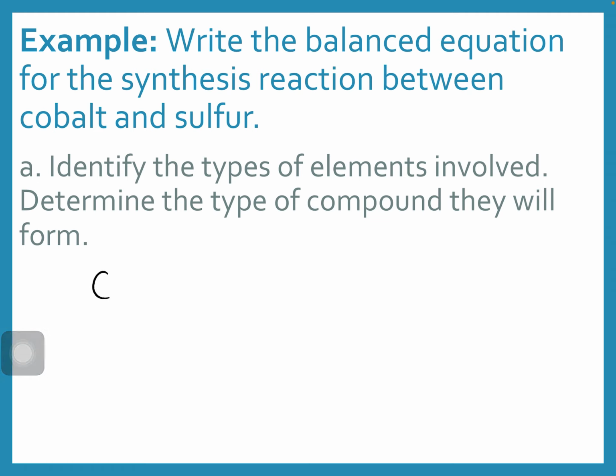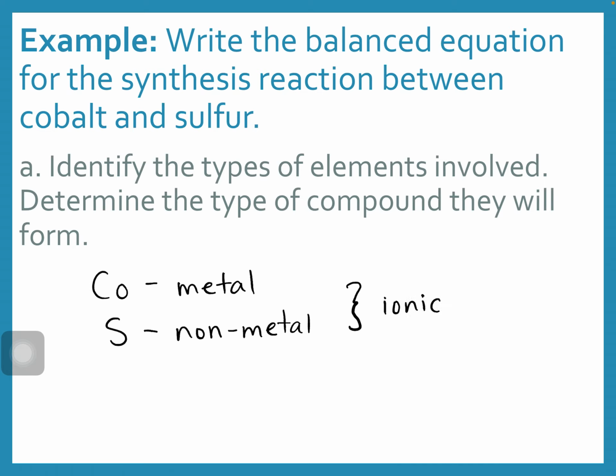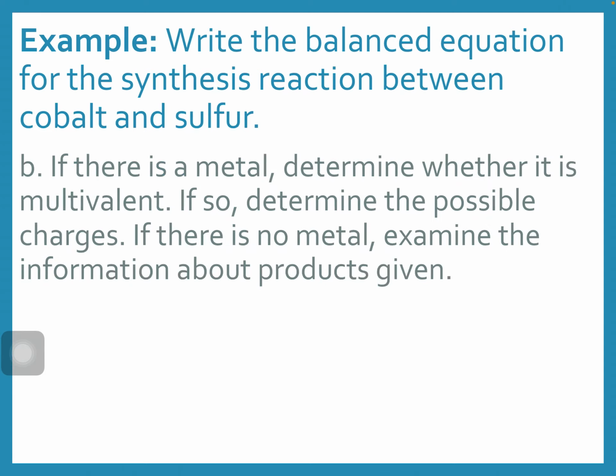Cobalt, or Co, is a metal, and sulfur, or S, is a non-metal. The next thing we're going to do is determine the type of compound that they will form. A metal and a non-metal are going to make an ionic compound. That means that I can predict the product and come up with its formula. The second thing, if there's a metal, is to determine whether it's multivalent, and if so, what the charges are.